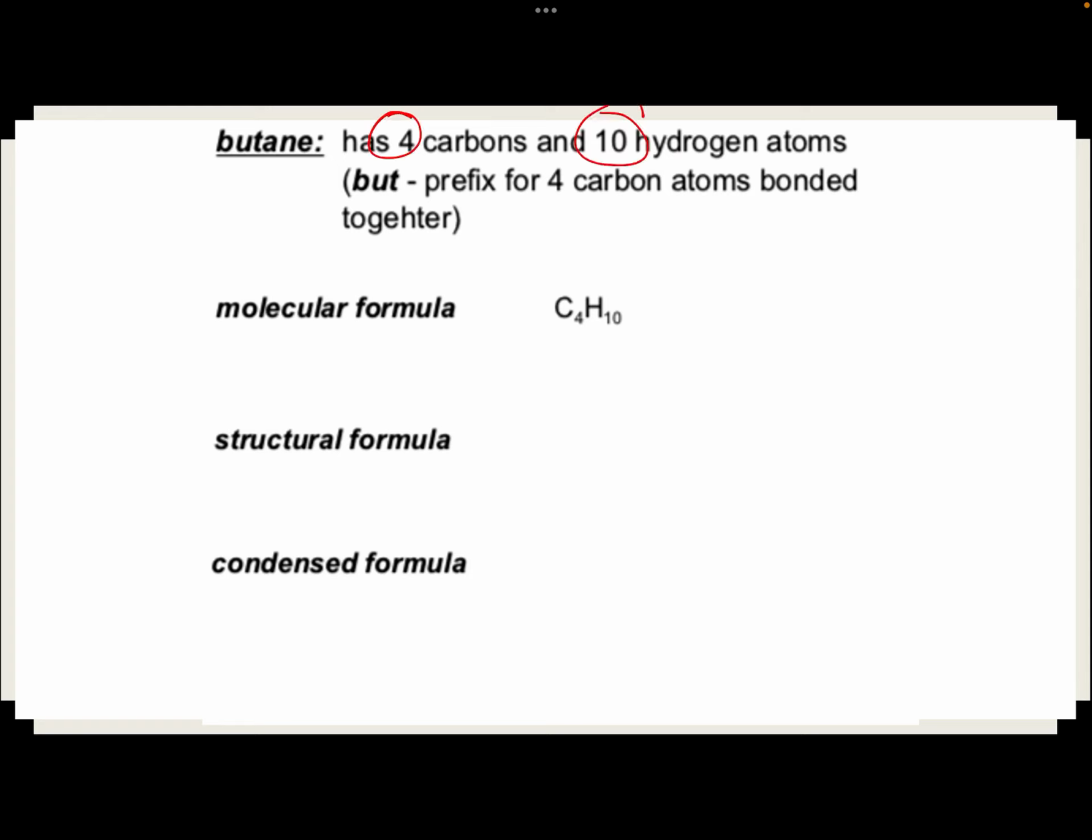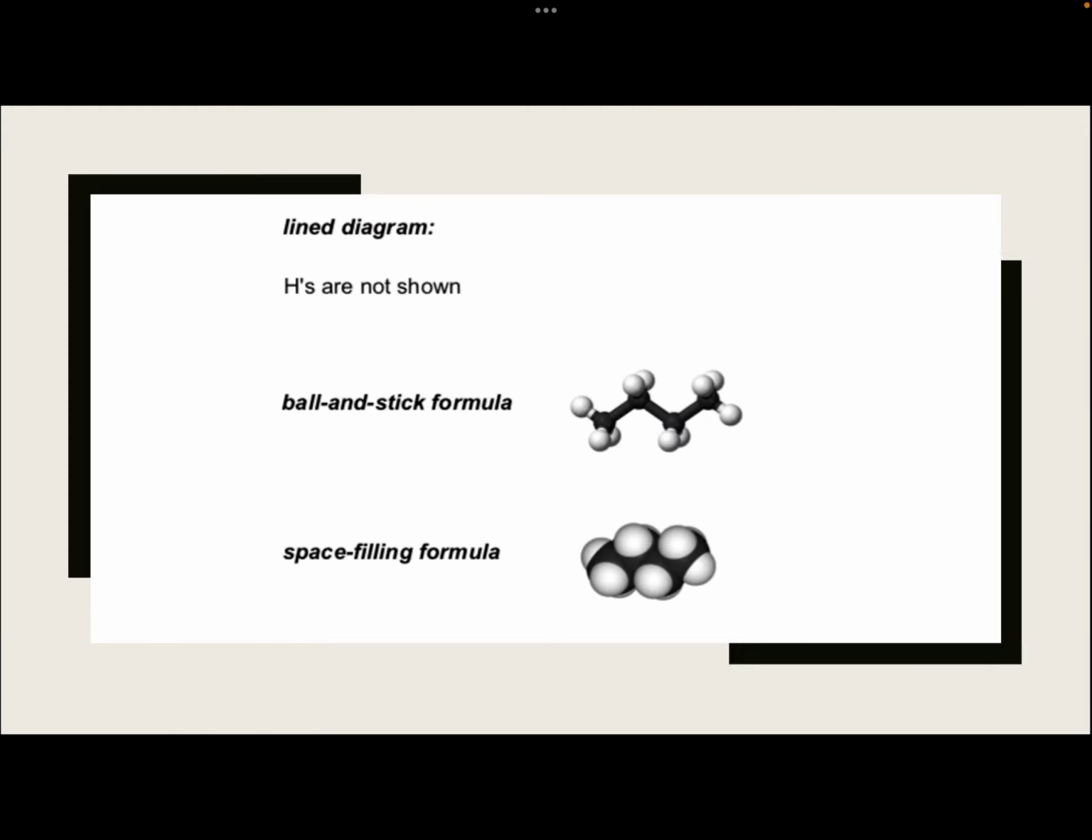Next is butane. This is 4 carbon and 10 hydrogen. But is a prefix for 4. So we have 4 carbon single bonds and 10 hydrogen. I'm not going to write all the hydrogens in, but you need to make sure that you write all the hydrogens in. And in a situation like here, we have CH3, CH2, CH2, CH3. And that's the condensed formula.